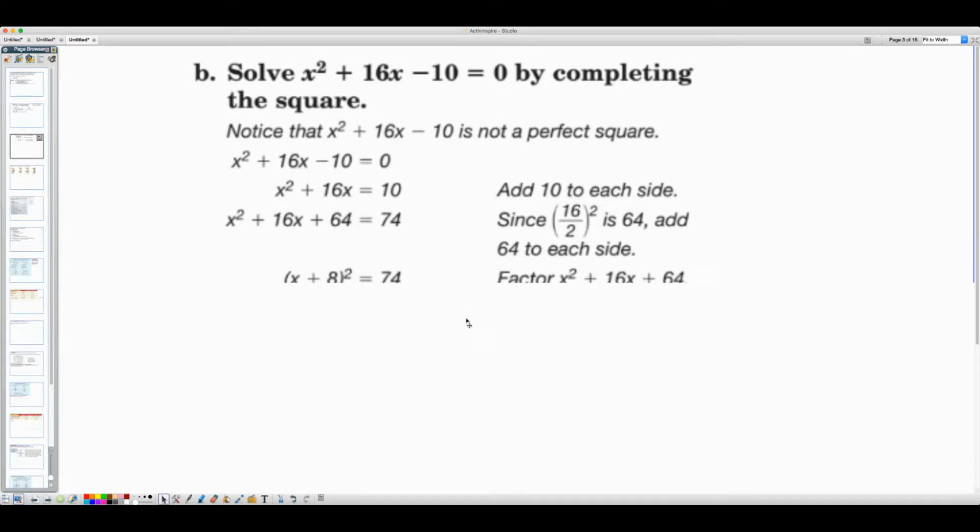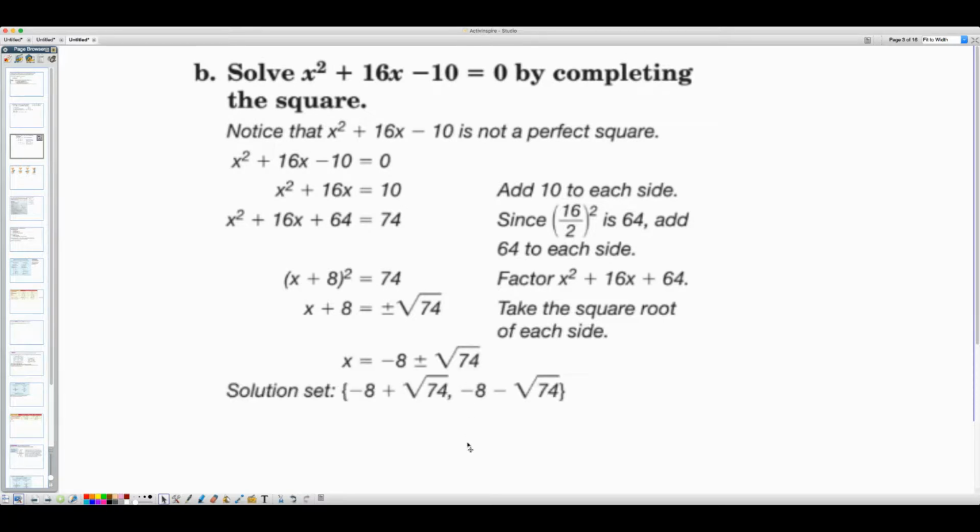And now we have a perfect square on the left side of the equation when we factor it, which makes it useful for solving. To solve this, we'll take the square root of both sides. When you take the square root, remember you'll have a plus or minus sign. And so this gives us the solution: negative x plus or minus the square root of 74.